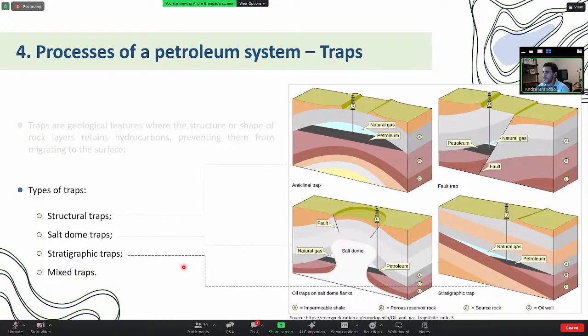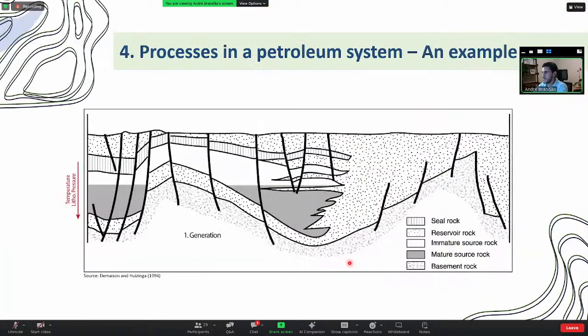We also have, if the strata, the organization in the tip of the strata, can create these lower pressure areas where oil may migrate. And you may also have these mixed traps, as I mentioned, when some of these processes work together to create these low pressure areas. So this is the petroleum system that I was mentioning.